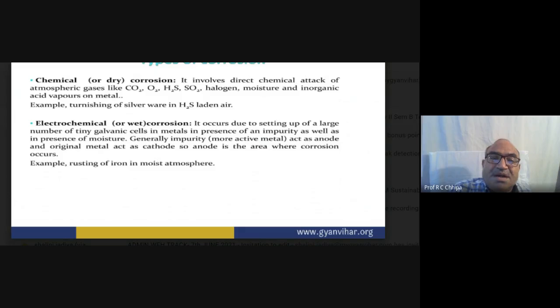So here atmospheric gases like CO2, O2, H2S, SO2, halogens, moisture, and inorganic acid vapors act on the metal. Examples are various silverware in H2S-laden air. Here the silverware, the item of silver, is also attacked by the H2S-laden air.